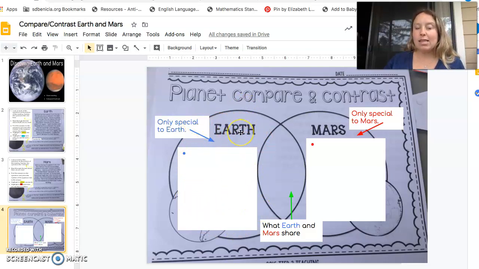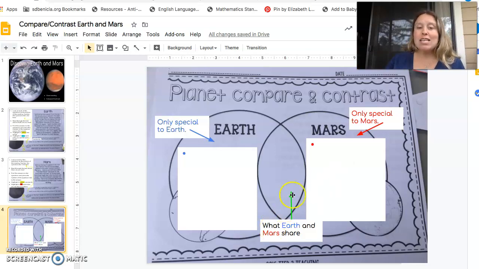And this is the items that are only special to Earth. So for instance, Earth is the only planet with water. Now over here, we would write down the information about Mars. And we could say that Mars has a reddish brown color, right?